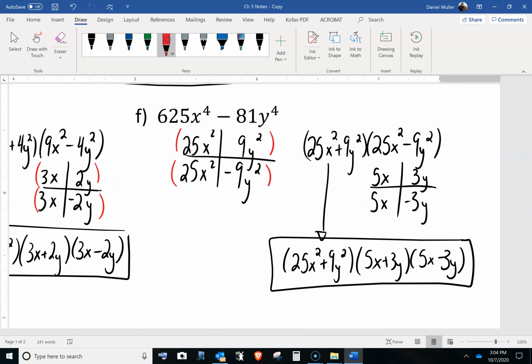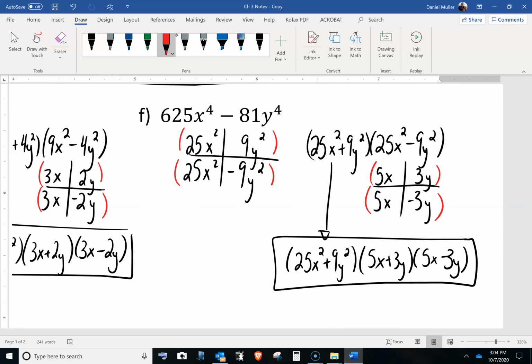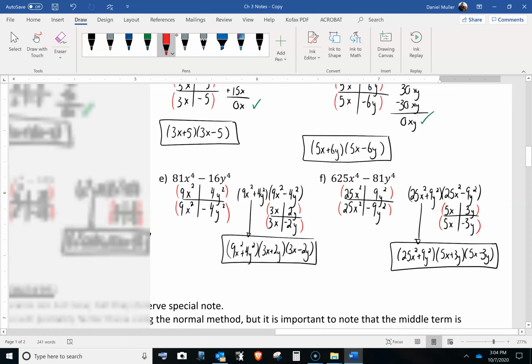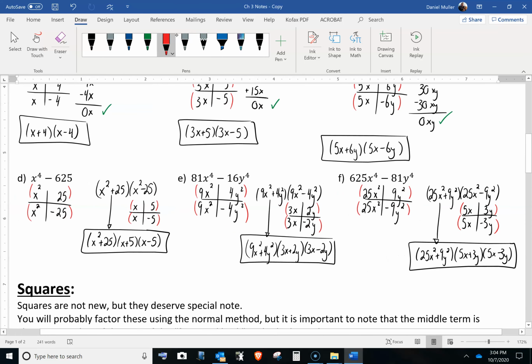So all of these questions, 3 in a row here, are all double factoring questions, just for you to get the practice. So we have a little bit more to do with perfect squares, and we'll pick that up in the next video.